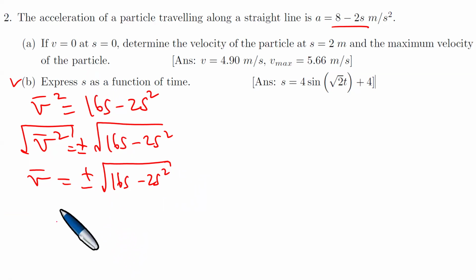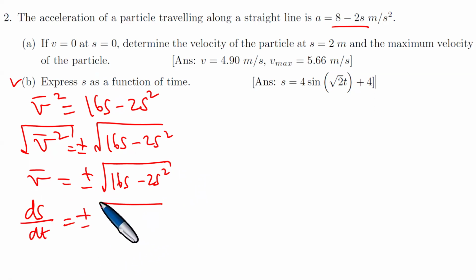You want to find x as a function of time, but the velocity is ds/dt, which is the square root of 16s minus 2s squared. Okay, let's analyze this together.